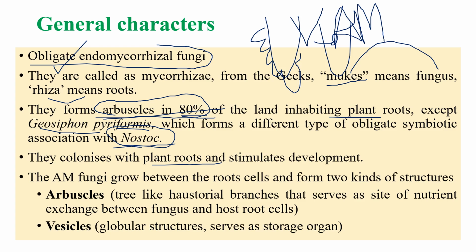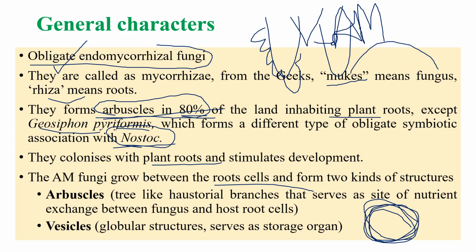And as I told you, this vesicular arbuscular mycorrhiza fungi actually grows between the plant roots, and there are two very important kinds of structures: vesicles and arbuscules. Take a look at the vesicle. What is the vesicle? Generally, a vesicle is a globular structure, oval or globular, sometimes pear-shaped. Generally, it serves as a storage organ, or food storage organ.